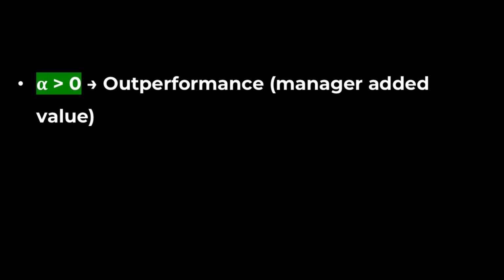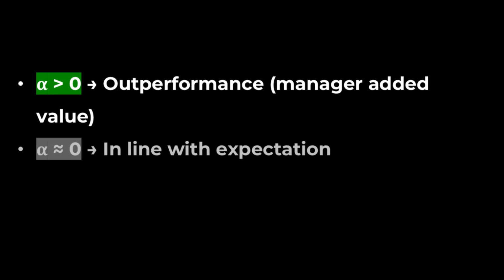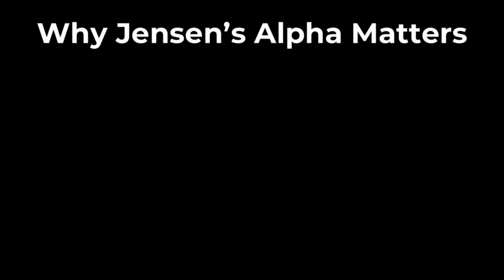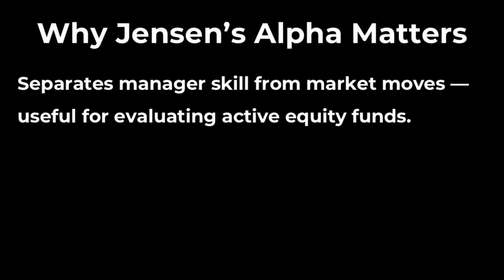A positive alpha means the manager added value beyond market trends. 0 means returns matched market expectations. Negative? That's underperformance after accounting for risk. Jensen's Alpha helps you tell the difference between true skill and plain market movement. It's an essential metric when judging active fund managers.